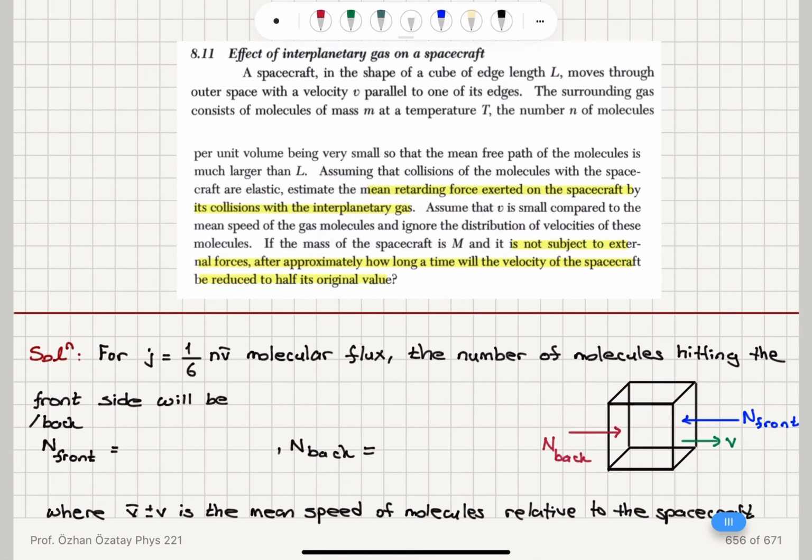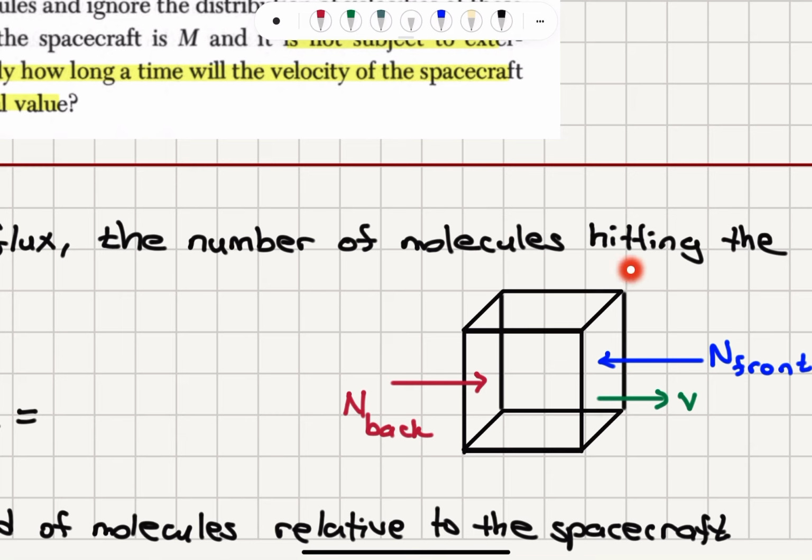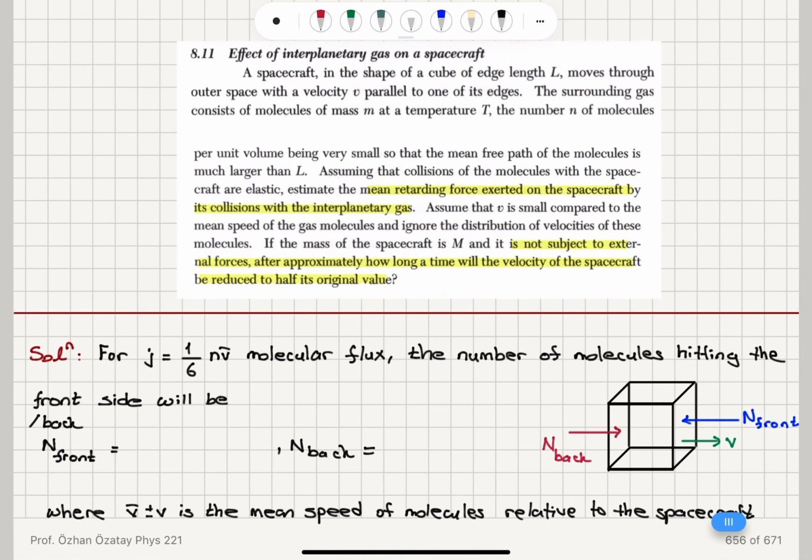Okay, so we have the molecular flux, J equal to 1 over 6 n v bar, the number density times the mean velocity per molecule. The number of molecules hitting the front side and the back side can be calculated. Now we have a cubic spacecraft moving with velocity v, and molecules are coming and hitting from the front and from the back. These molecules are all traveling with their mean speed v bar because we are neglecting the distribution of velocities.